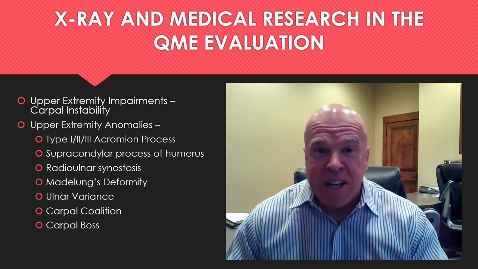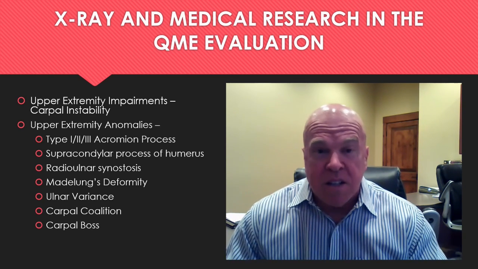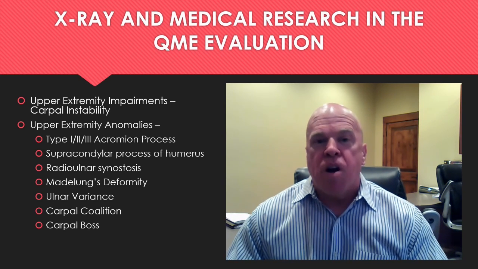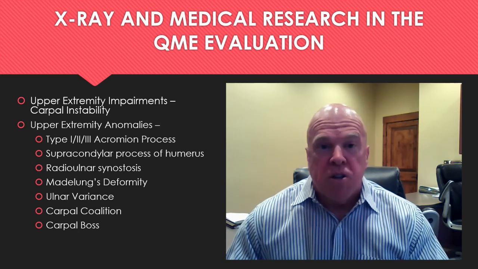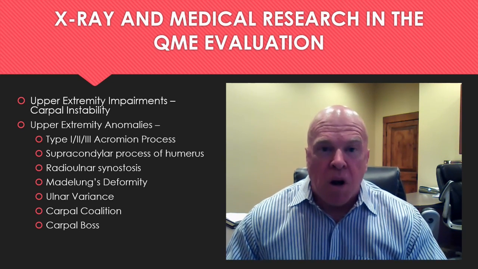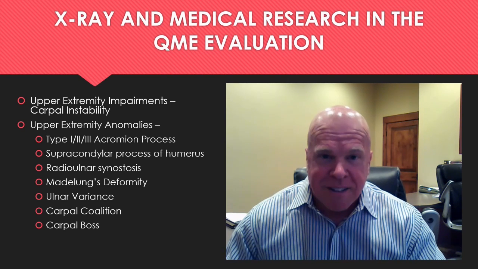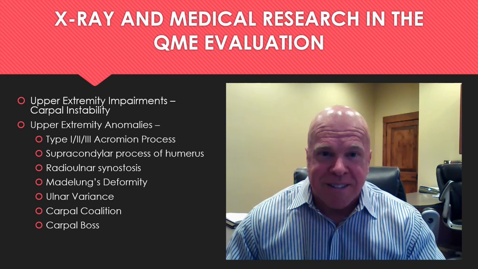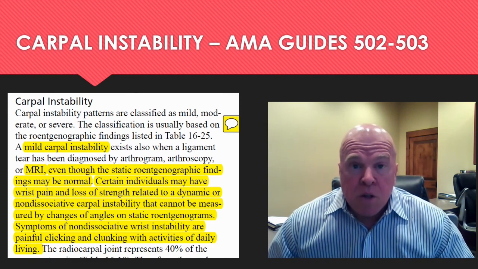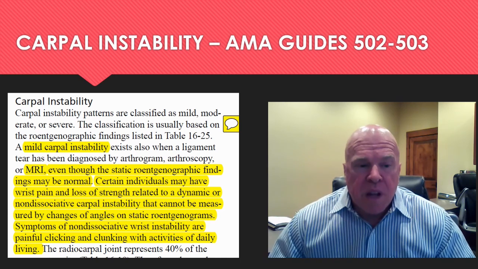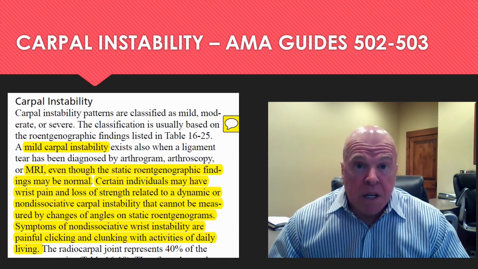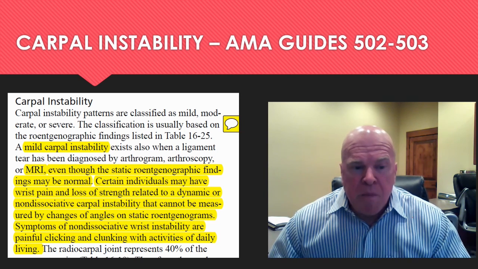In every single case, order the diagnostic studies, okay? And in today's discussion, we're going to talk about diagnostic studies associated with the wrist, okay? So let's talk here about carpal instability. Okay, so turning to the AMA Guides, page 502 to 503, they give us a little bit of philosophy about carpal instability. So let's read from the AMA Guides.